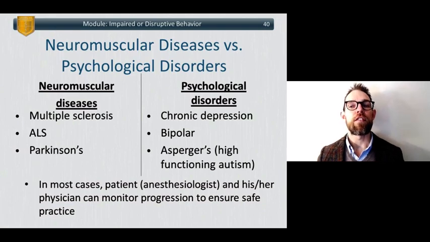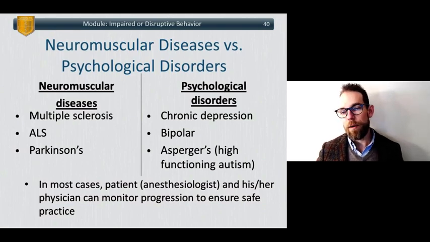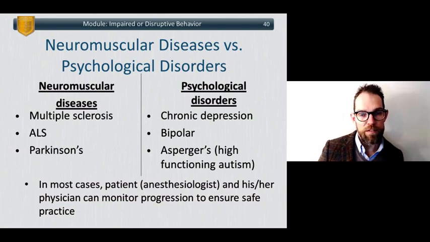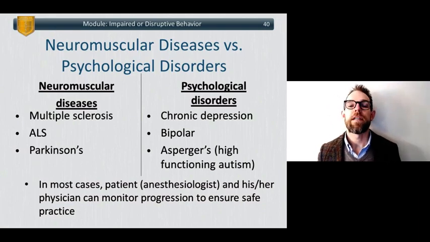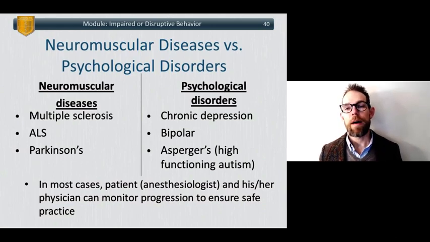Now let's shift over into neuromuscular disease versus psychological disorders. Some of the neuromuscular diseases which affect everyone, of course, are Parkinson's, ALS, and MS. They have variable penetrance, or at least MS does, as well as Parkinson's, both severely affected versus minimally affected. ALS, of course, is a progressive disease that ultimately leads to death. Psychological disorders include depression, bipolar, and Asperger's, a person who's high-functioning autistic.